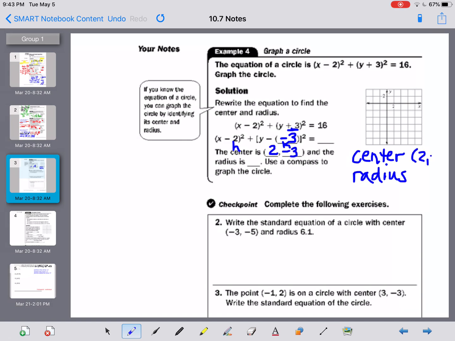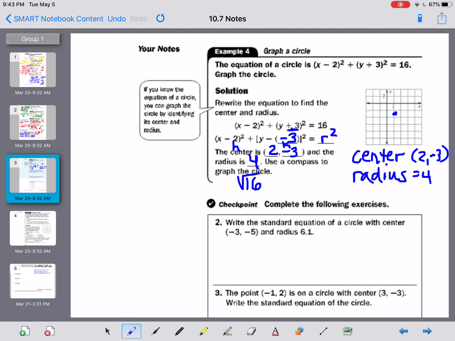Now be really careful here on this graph because it is scaled. So 2 is 1 space in, -3 would be 1.5 down. So it's kind of right there in that center spot, okay? I have an r squared of 16, so if I take the square root of 16, I get a radius of 4.